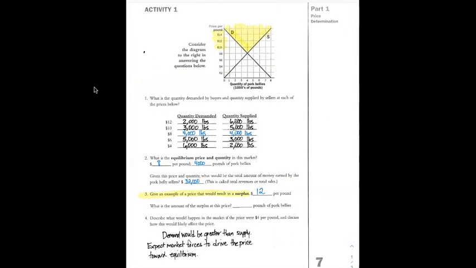And then the amount of the surplus that the price is asking, what is the difference between the supply curve and the demand curve? At $12, we have 6,000 that is supplied. We have 2,000 that's demanded. That's a difference of 4,000 pounds. 6,000 minus 2,000.